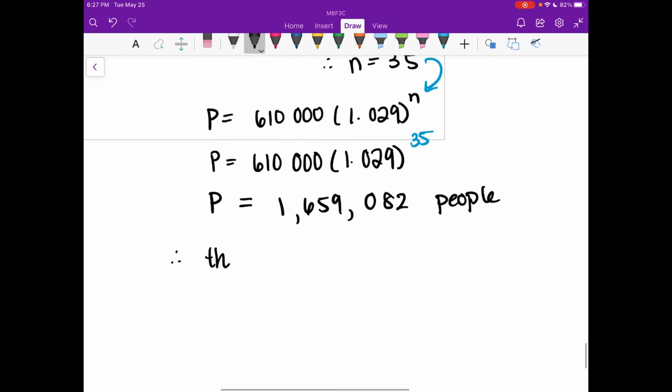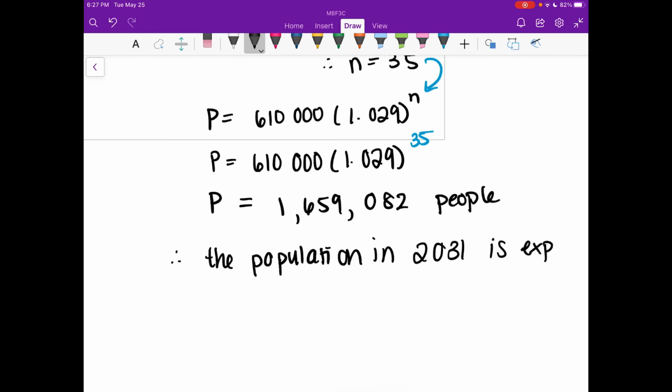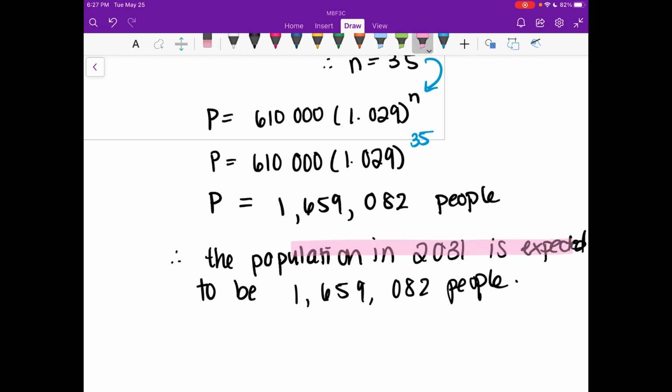Therefore, the population in 2031 is expected or projected or will be 1,659,082, and that is the answer.